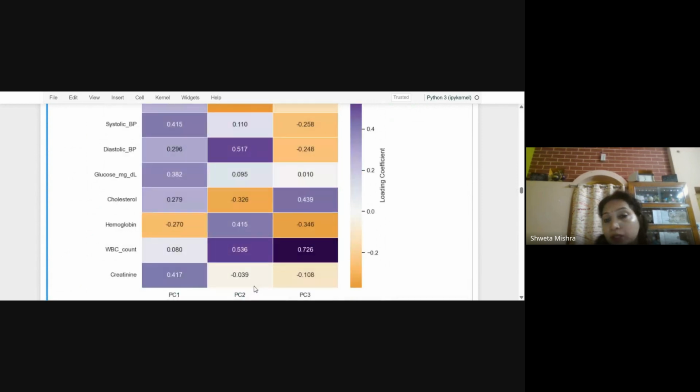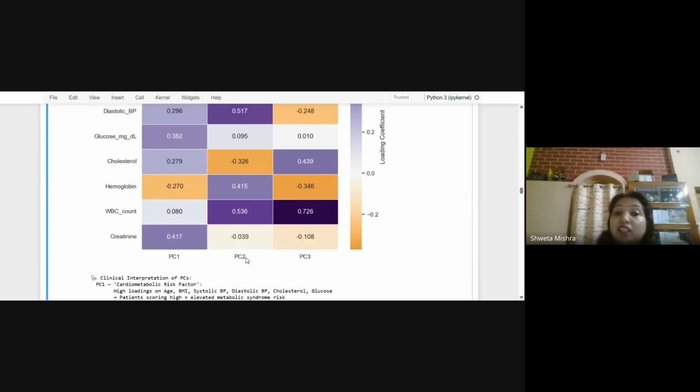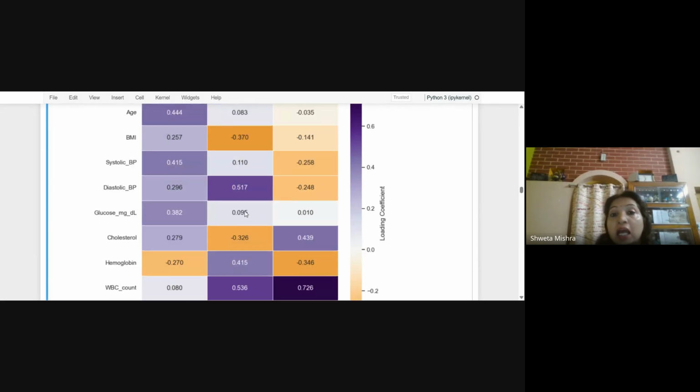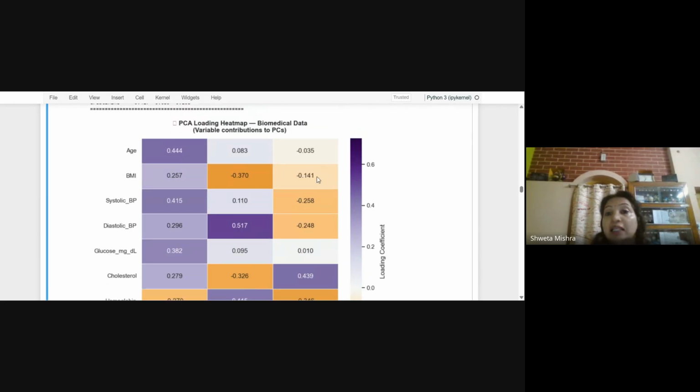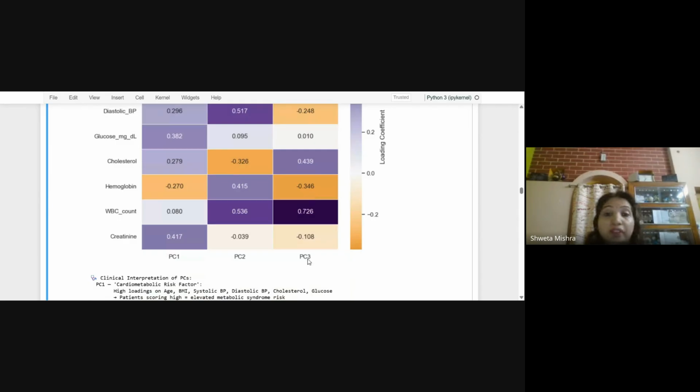Similarly, for principal component 2, white blood cell count affects the principal component the most at 0.536. Similarly, diastolic BP is 0.517. Similarly, for the next principal component, the highest is the white blood cell count.